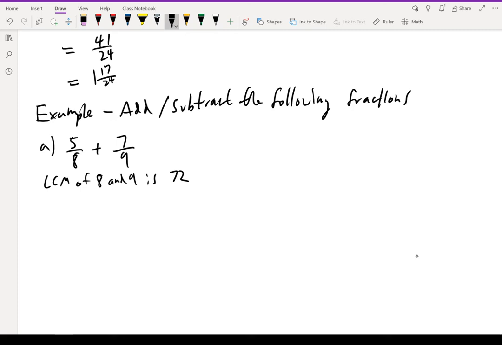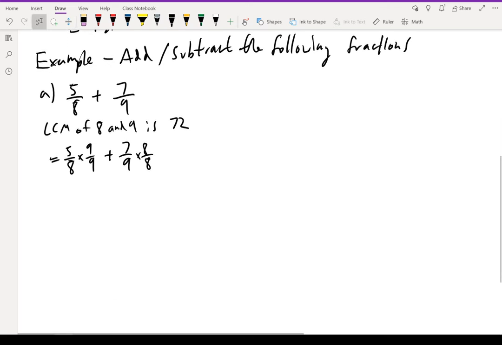And so after we find the LCM, we change this to 5 over 8 times 9 over 9. And then we add 7 over 9 times 8 over 8. I'm not changing any of the fractions, I'm multiplying them by 1. And so 5 times 9, we have 45 over 72.